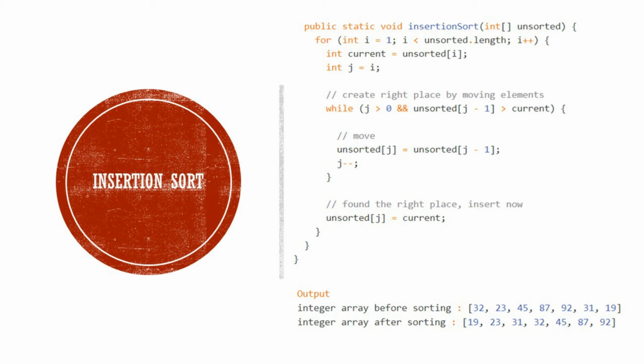So the output will be as shown below, which is 19, 23, 31, 32, 45, 87, and 92.